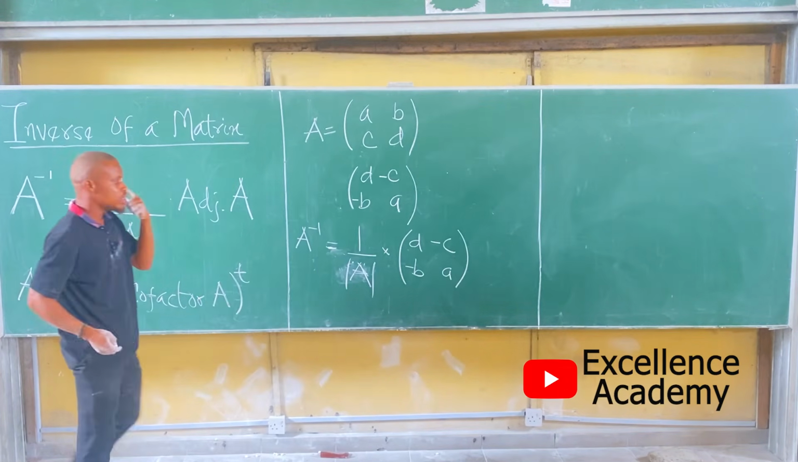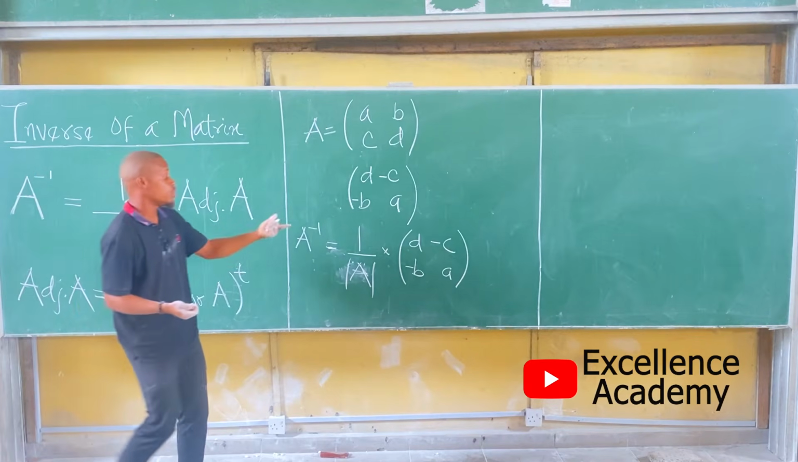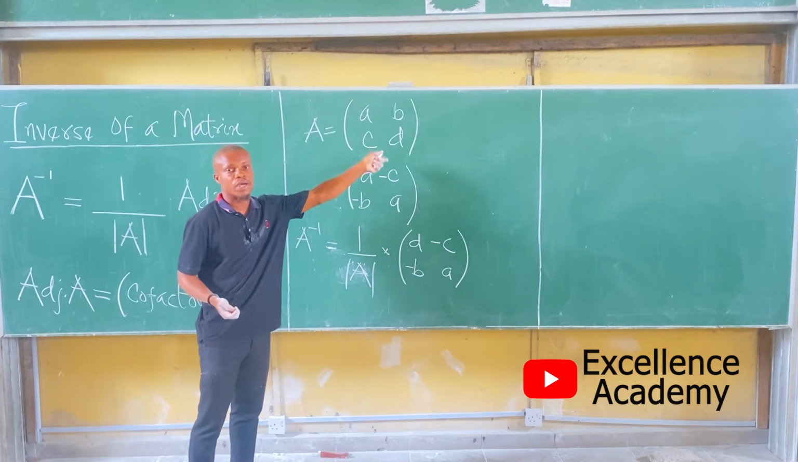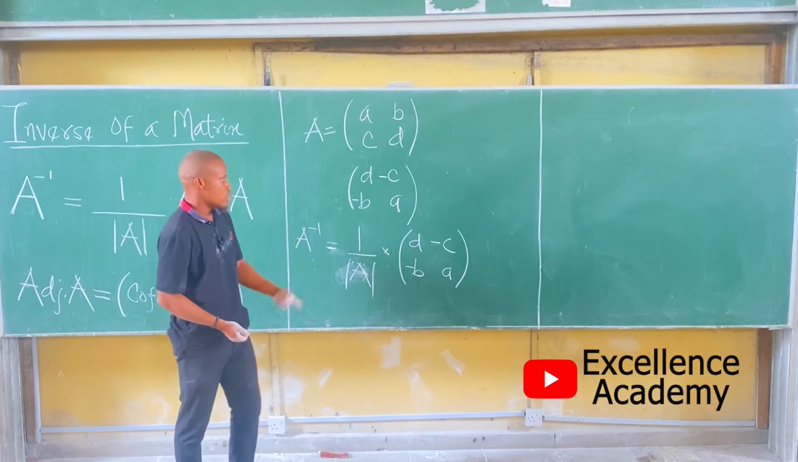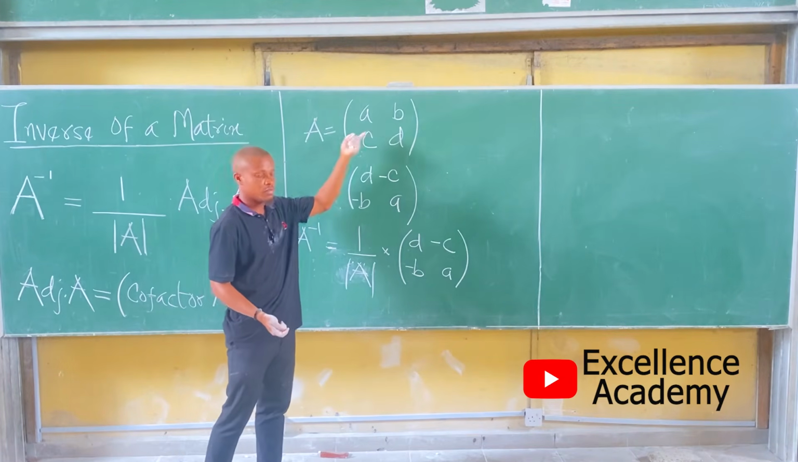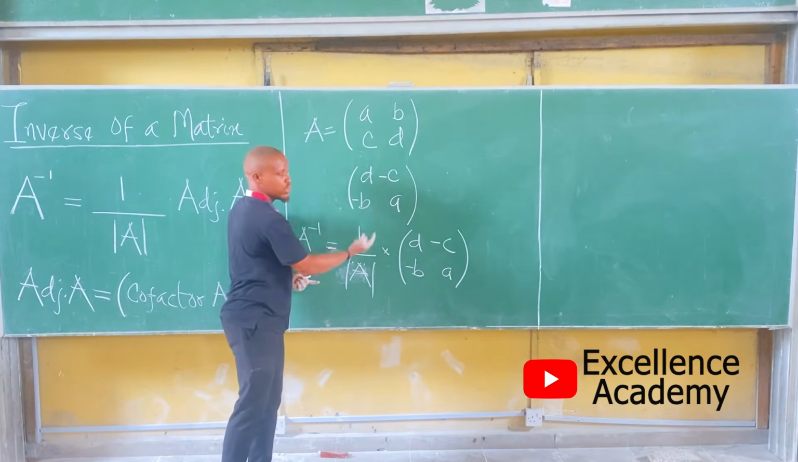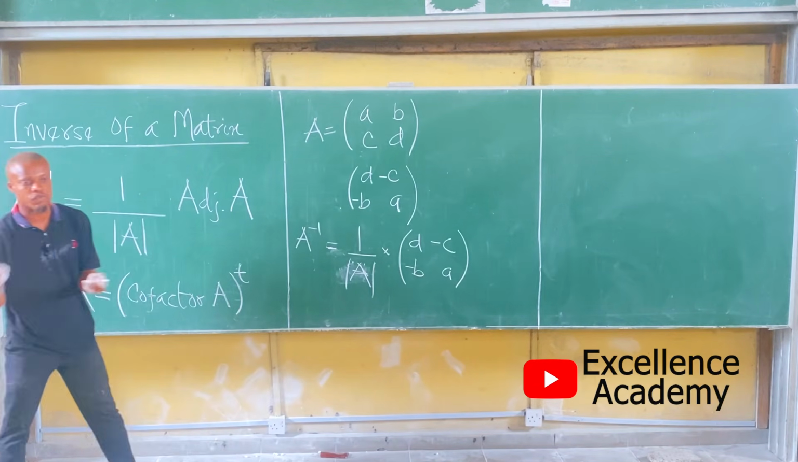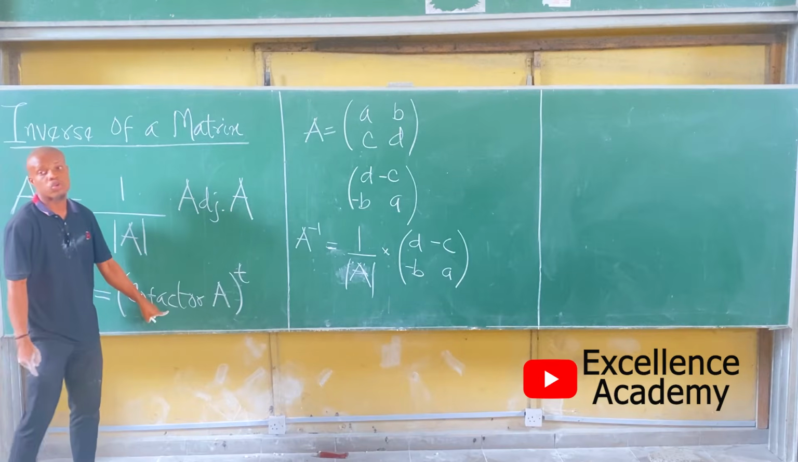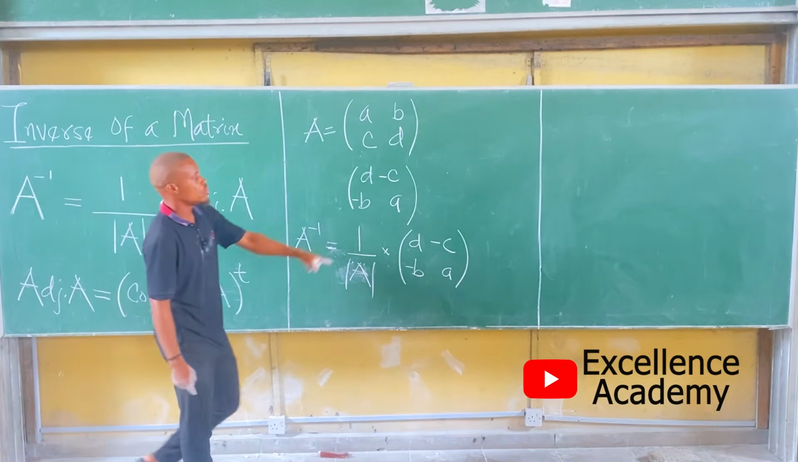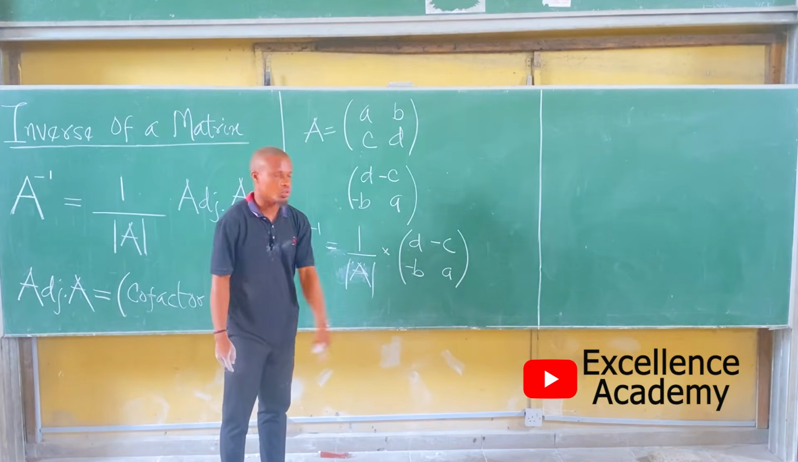Alright, so this gives us the inverse of a 2 by 2 matrix. Get your determinant. After that, get your adjoint, which is just this. You don't need to go through the stress of finding the cofactor and the transpose. So you just get this and you're good to go.